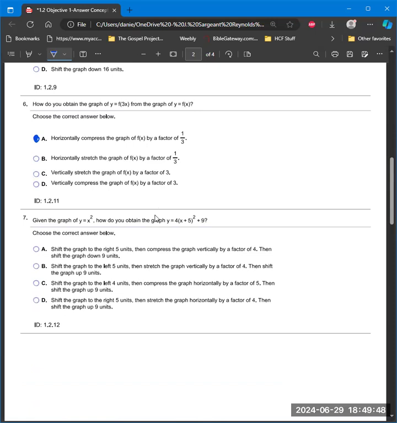Given the graph of y equals x squared, how do you obtain the graph of y equals 4 times (x plus 5) squared plus 9? You would shift the graph to the left 5 units, then stretch the graph vertically by a factor of 4, and then shift the graph 9 units up. That's B.